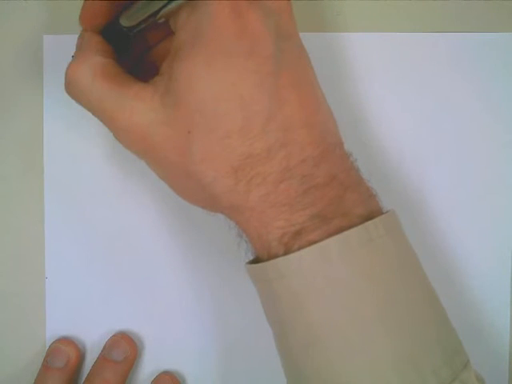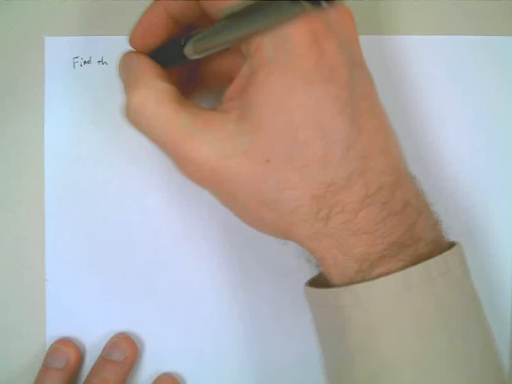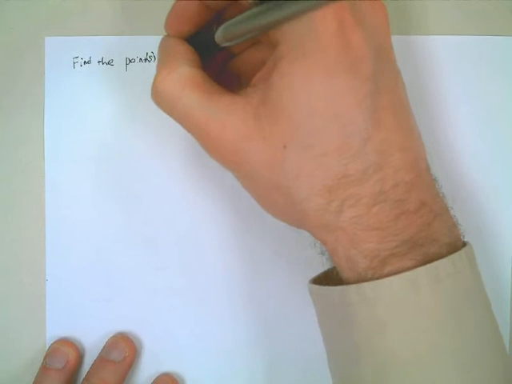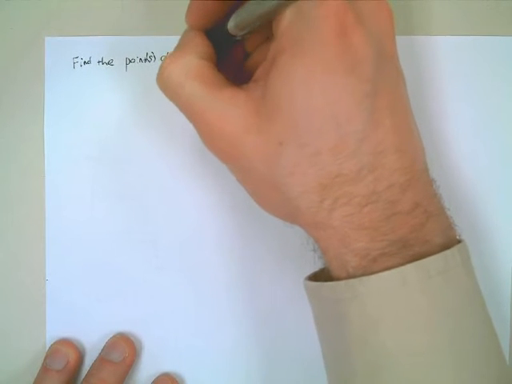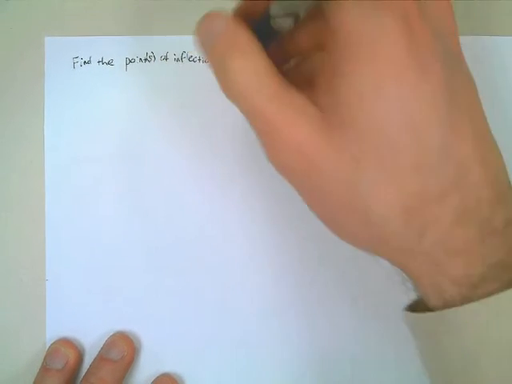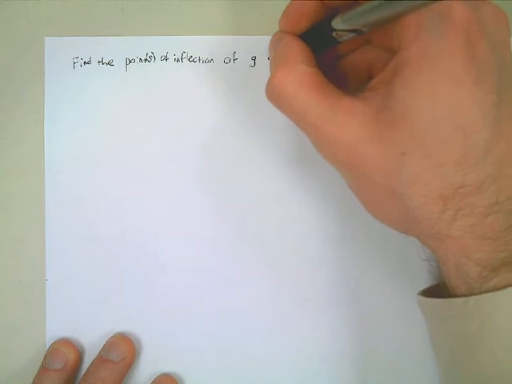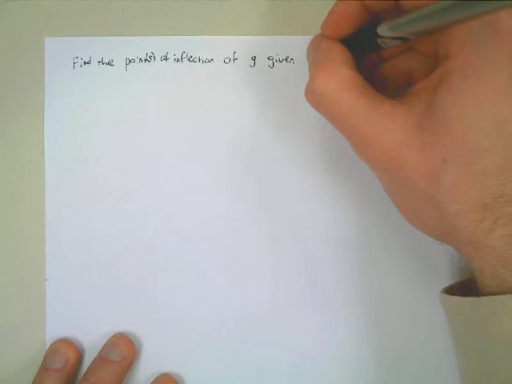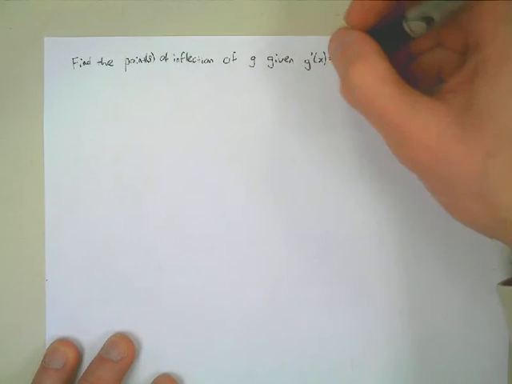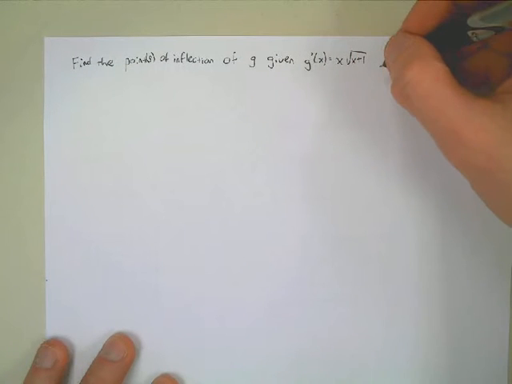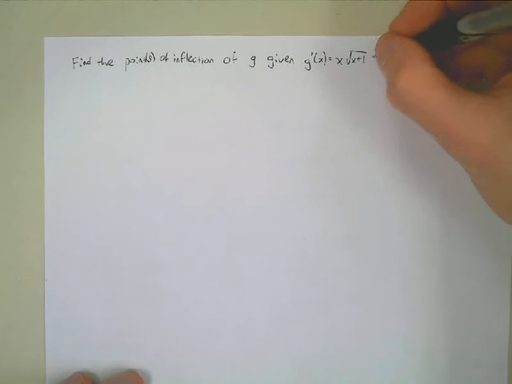Okay, here we go. Find... never mind, we can't. My hand was in the way. Find the points of inflection of G, given G prime of X equals X times the square root of X plus 1. Which, obviously, is the same thing as X times X plus 1 to the what power?